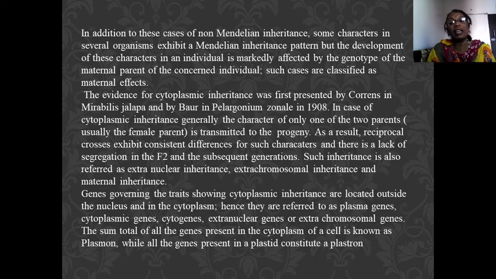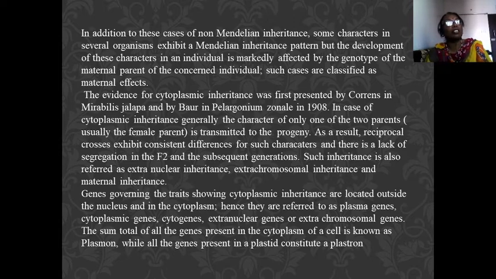Then again a question arises in our mind: if these genes do not obey the laws of Mendelian inheritance, they do not follow those laws, then which laws do these genes follow, where are these genes present, and how do they transmit their character generation after generation? For these questions the answer is in this manner. When the genes governing a trait showing cytoplasmic inheritance are not present inside the nucleus, but are present outside the nucleus, means they are present in the cytoplasm, therefore these genes are termed as plasma gene, cytoplasmic gene, cytogene.